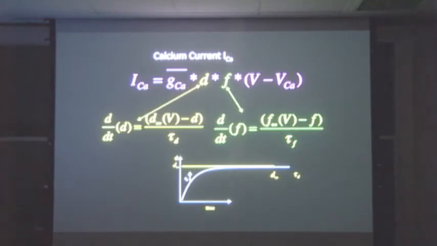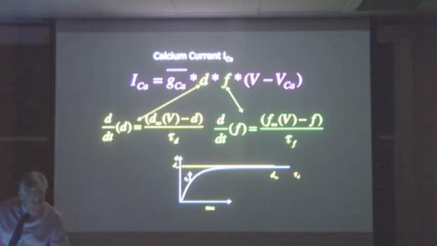So the calcium current, as many of you know, in the classic formulation, has an activation gate and an inactivation gate. And the activation gate and the inactivation gate have differential equations, and the differential equations have a certain form. So this is quasi-linear, not linear, in the sense that D is trying to get to D infinity with a time constant of tau D. Here, F is trying to get to F infinity with a time constant of tau F.